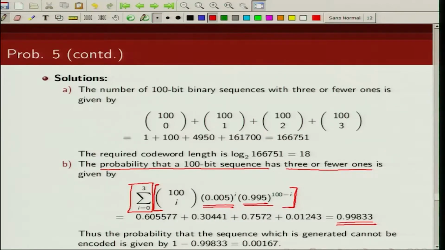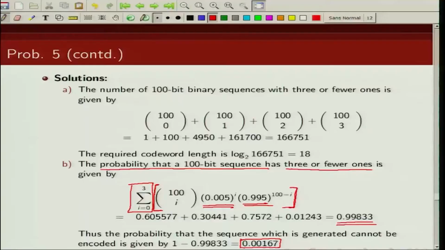So in other words, the probability that we are not going to assign any code word to a sequence of these 100 bits is given by 1 minus this, and this probability comes out to be 0.00167. So this is roughly of the order of 10 to the minus 3. That's the probability that we are not going to assign a code word to a 100-bit sequence. Recall that we are assigning code words to all 100-bit sequences which have all zeros or at least 1 one, 2 ones or 3 ones.